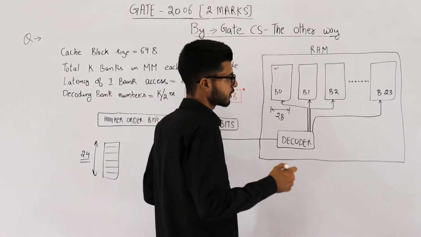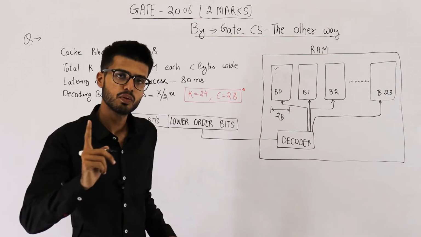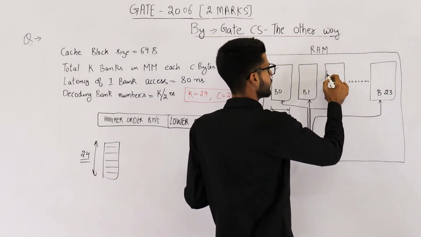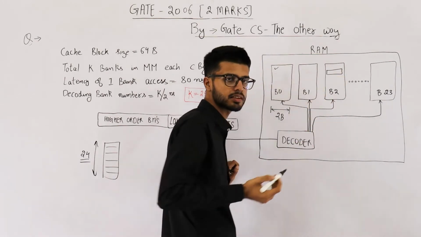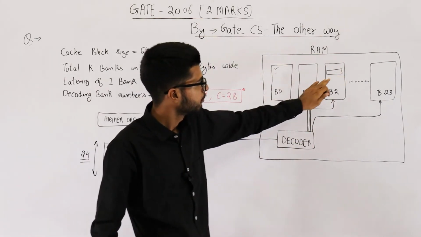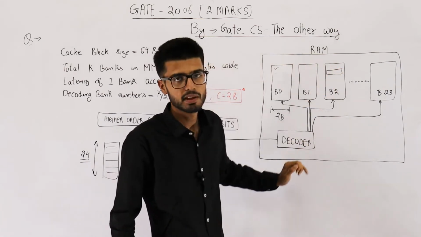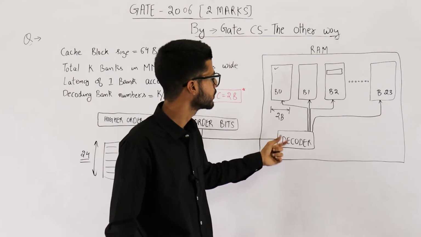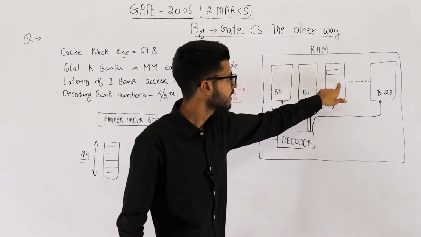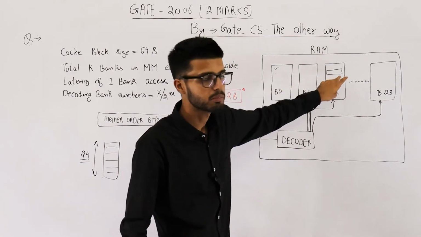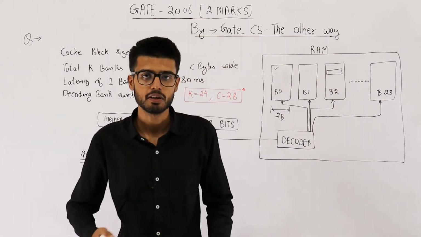Now, first thing is you could ask for only 1 byte. If you're asking for 1 byte, say this one, it will have some address. That address will be byte number plus bank number. So the bank number has to be decoded by a decoder, and this bank or chip will be selected. Then this byte number will be provided to fetch that particular byte.